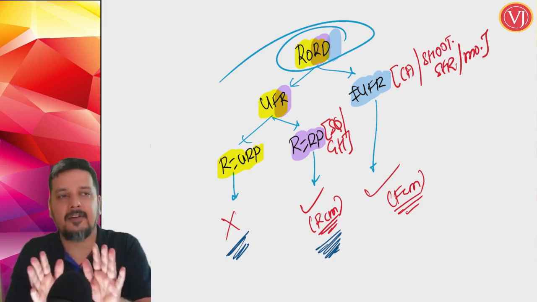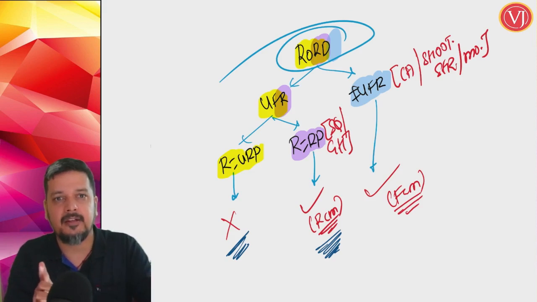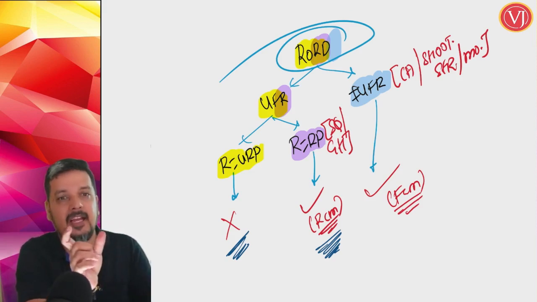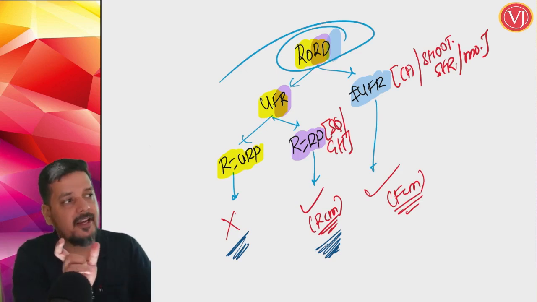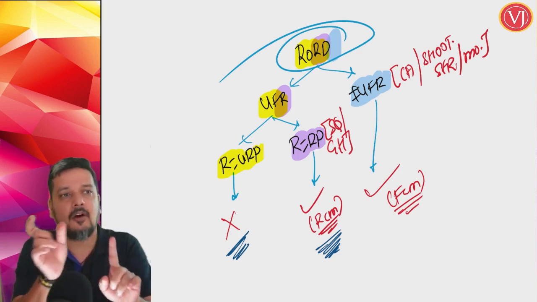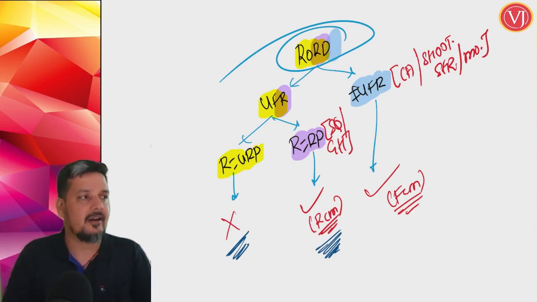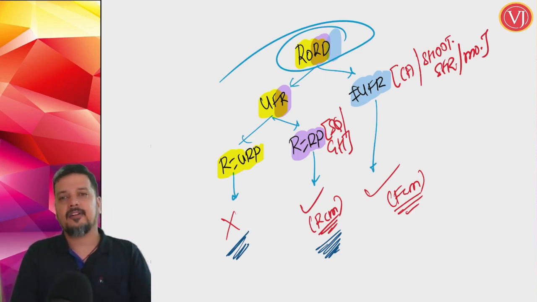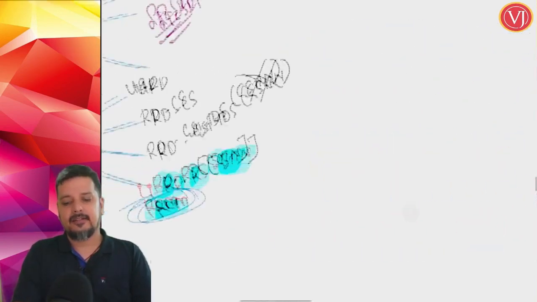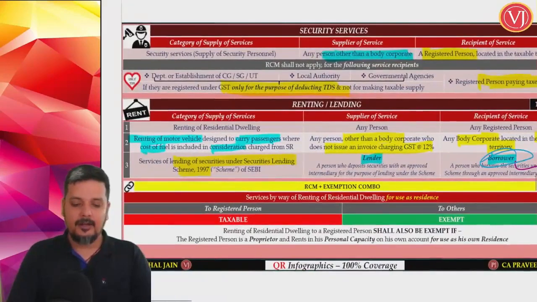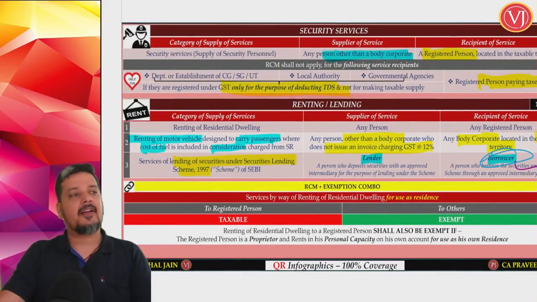But they still clarified that the house taken for family, though that person is registered, but he is paying for personal expenses, is still exempt. And staff quarters taken for business where he is registered, now it is taxable under RCM. So that is everything about your renting of residential dwelling services. Are you guys clear with this understanding?